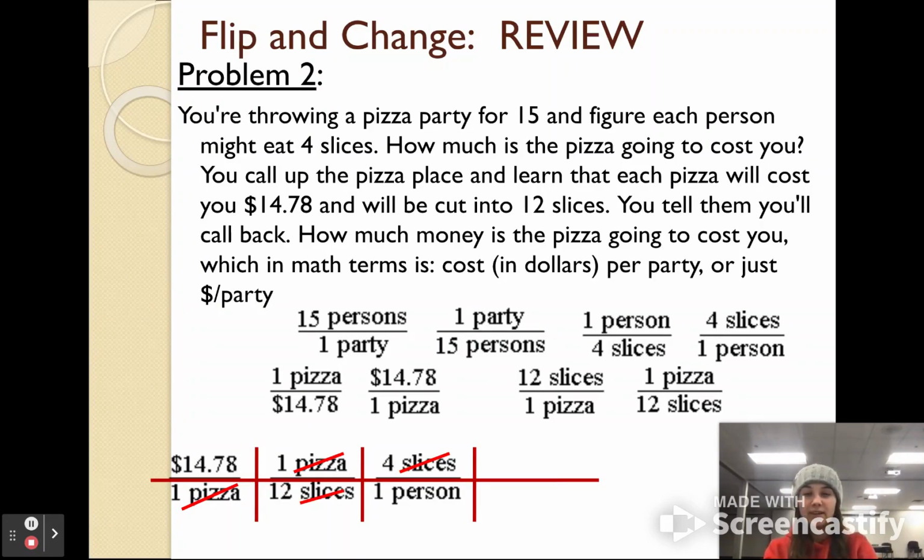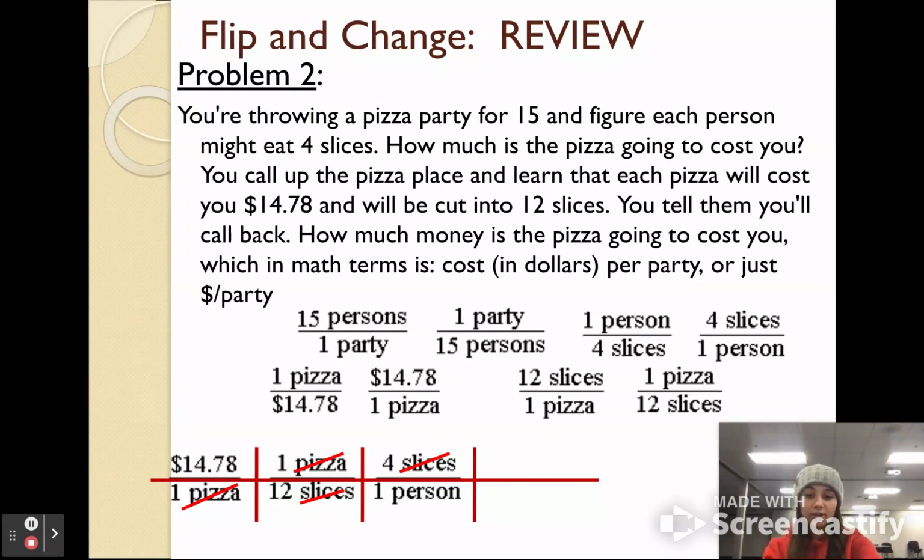Slices is going to end up canceling. So this already looks really good. All right. The last thing I would want to do, I have one person. And do I want to calculate how many dollars per person I'm going to need to spend? No, I'm going to need dollars per party, right? So the last thing I want to do, I want dollars per party. That means I want party at the bottom. So I want the party at the bottom, and I want persons up top to cancel out persons, and so I'm left with dollars per party, right?